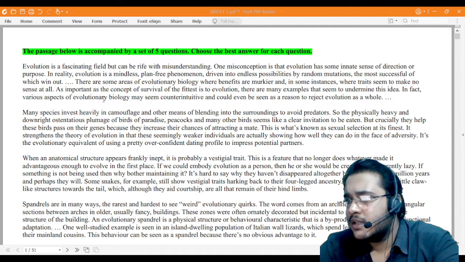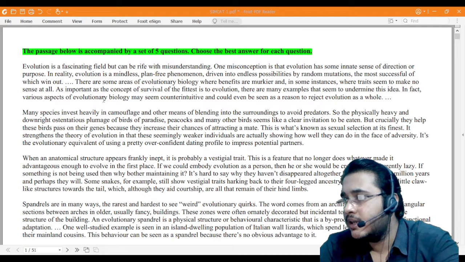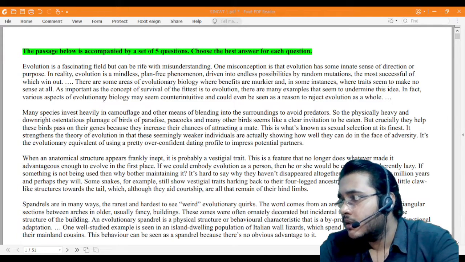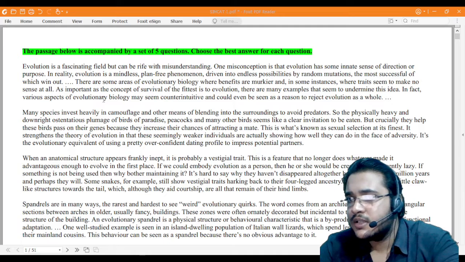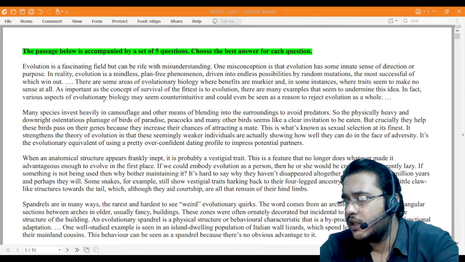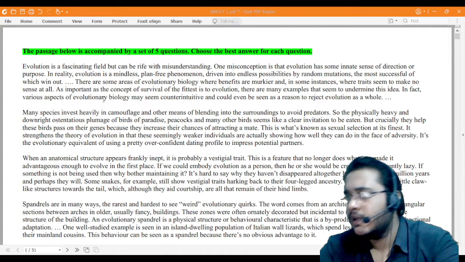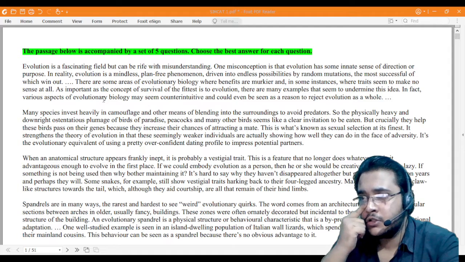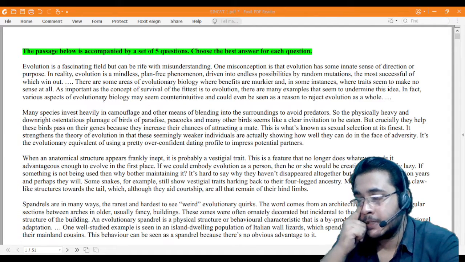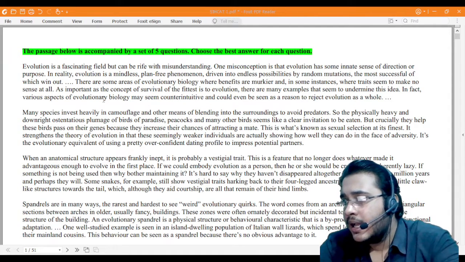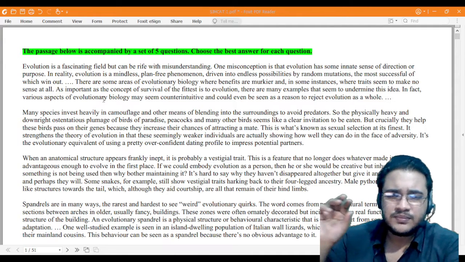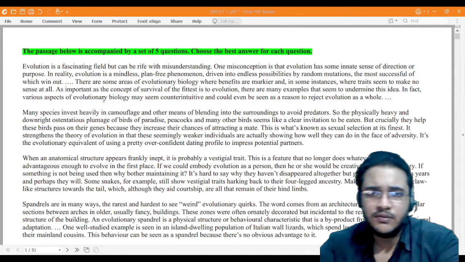There are some areas of evolutionary biology where benefits are murkier, and in some instances where traits seem to make no sense at all. As important as the concept of survival of the fittest is to evolution, there are many examples that seem to undermine this idea. In fact, various aspects of evolutionary biology may seem counterintuitive and could even be seen as a reason to reject evolution as a whole.